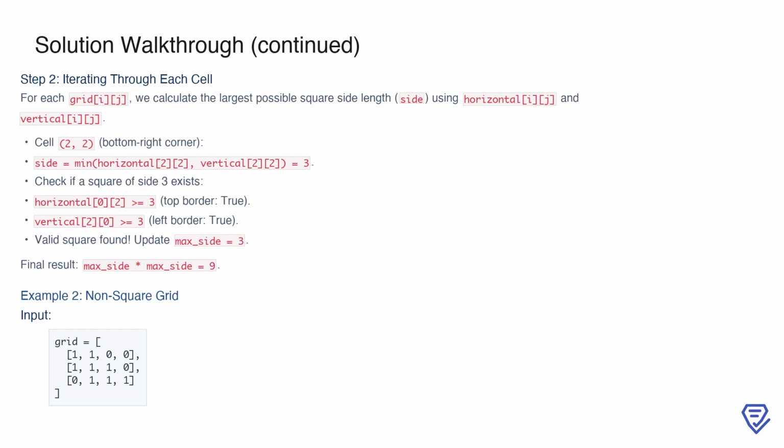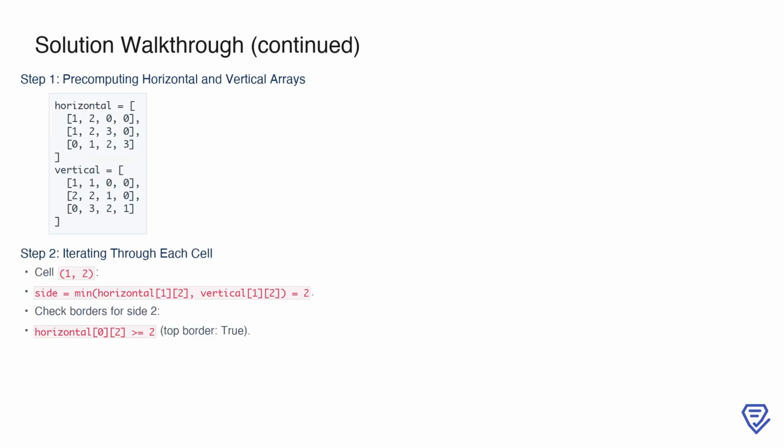Moving to another example, we consider a non-square grid to explore more complex scenarios. In this new example, we repeat the same process of pre-computing the horizontal and vertical arrays. For this grid, the horizontal array reflects the count of consecutive ones for each row, while the vertical array does the same for each column. After pre-computing, the arrays capture patterns of ones, such as 1, 2, 3, 0 in the horizontal array and 1, 2, 1, 0 in the vertical array.